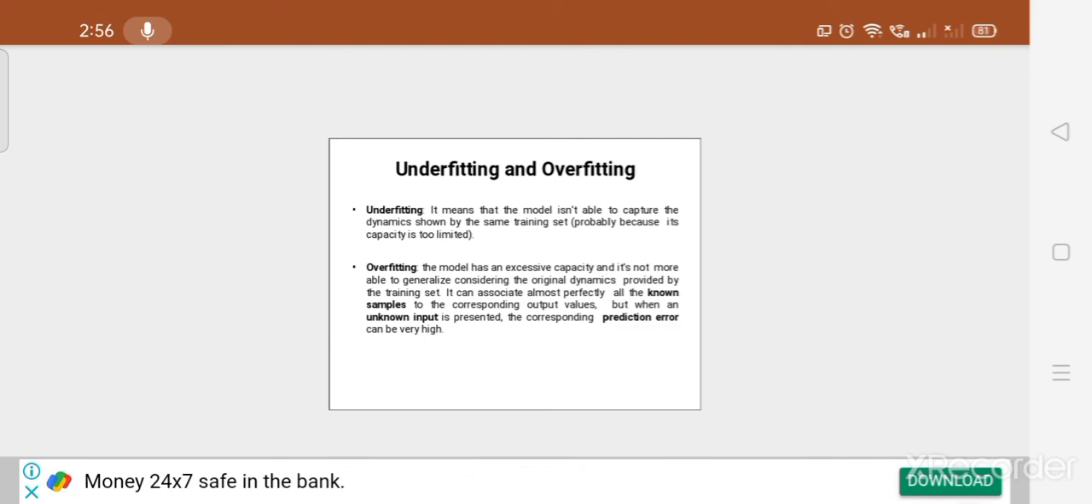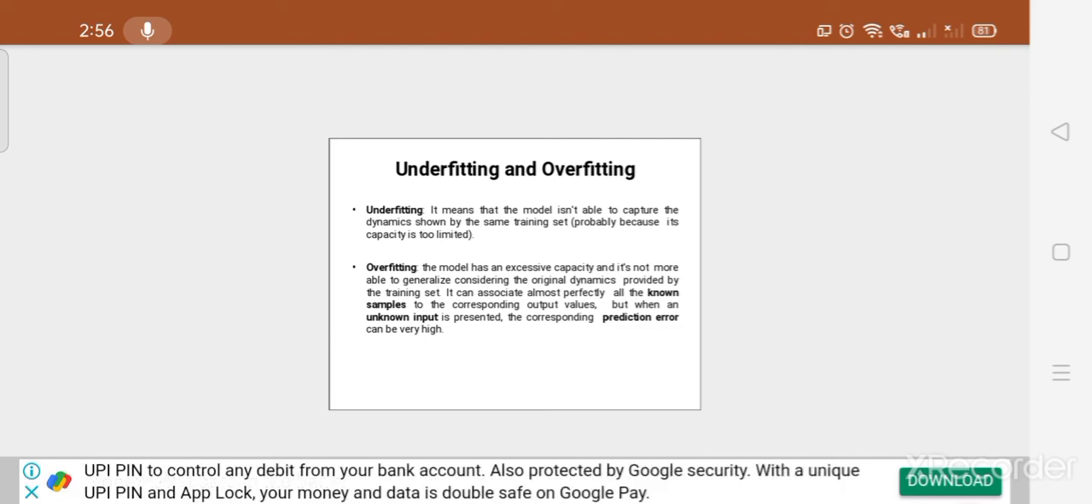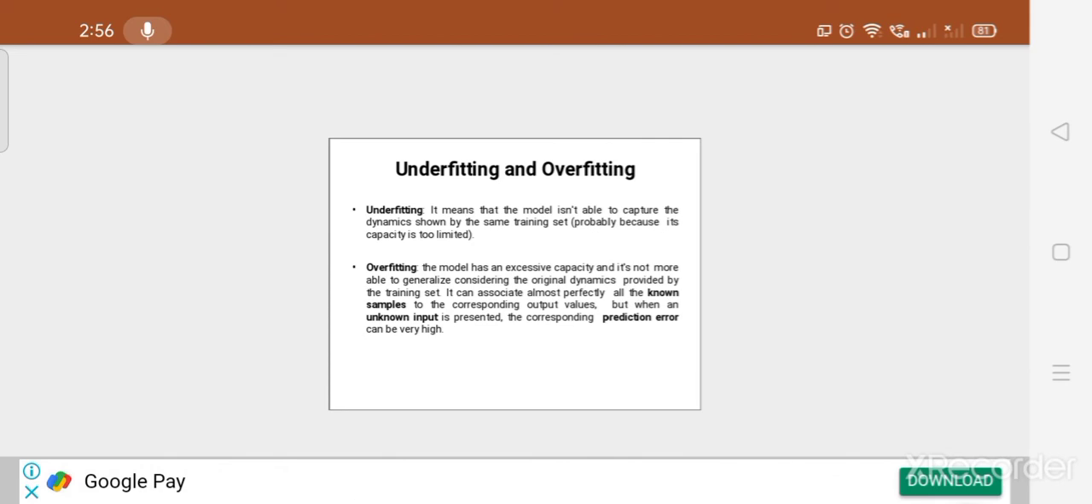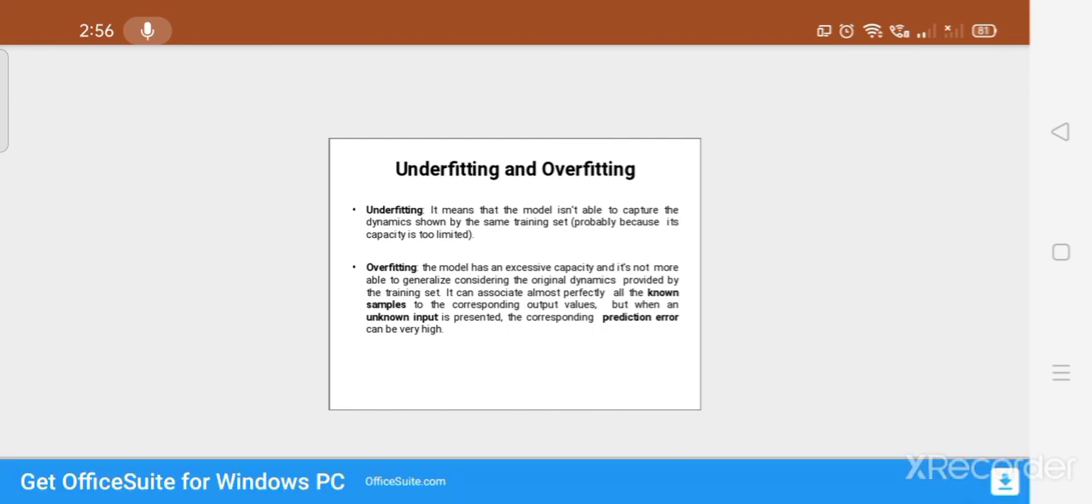So what is underfitting? It means that the model isn't able to capture the dynamics shown by the training set, probably because its capacity is too limited. And what is overfitting? The model has an excessive capacity and is no longer able to generalize considering the original dynamics provided by the training set. What are dynamics? We can say dynamics is the limit.